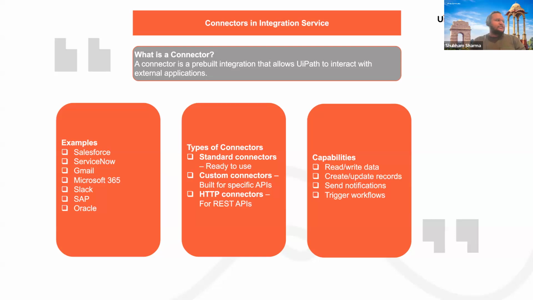First, the connectors. Connectors are pre-built integrations that allow your bot to interact with external applications. Examples I have already told you: Salesforce, ServiceNow, Gmail, Microsoft, Slack, SAP, Oracle. Types of connectors: standard connectors, which are ready to use and available in the catalog; custom connectors, built from specific APIs; and HTTP connectors, built from REST APIs. The capabilities are reading and writing data, creating and updating records, sending notifications, and triggering workflows.